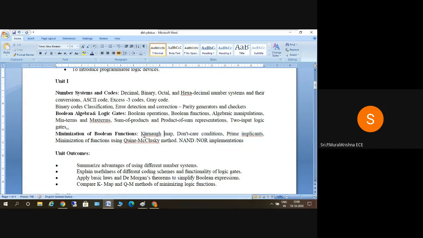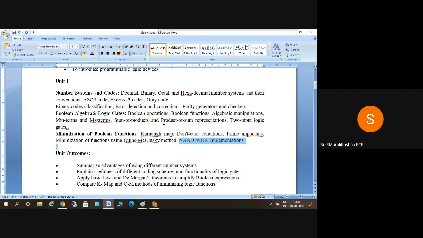The other functions, which are more complex than the map method can handle, will be solved with the help of the tabular method, called the Quine-McCluskey method. So these two methods are the next half of the unit. The last part of the unit will cover these two methods in major, and the NAND and NOR implementation.